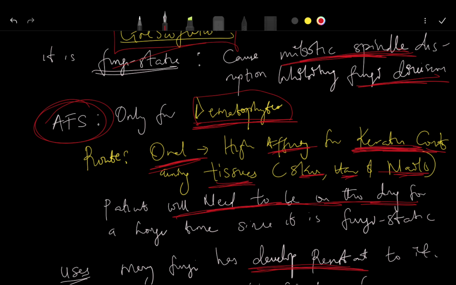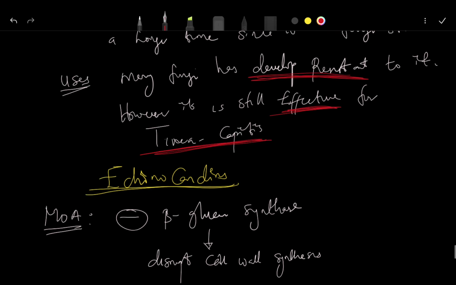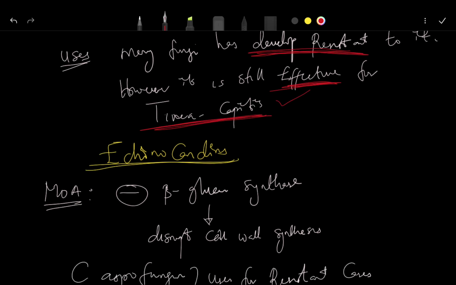Take note of that. Griseofulvin: fungistatic, inhibits mitotic spindle, thereby preventing cell division. Its antifungal spectrum is limited to dermatophytes. Though it kills dermatophytes, we don't give it topically, we give it orally. It has high affinity for keratin tissues: skin, hair, and nails. Take note of that. This is the drug of choice for tinea capitis.